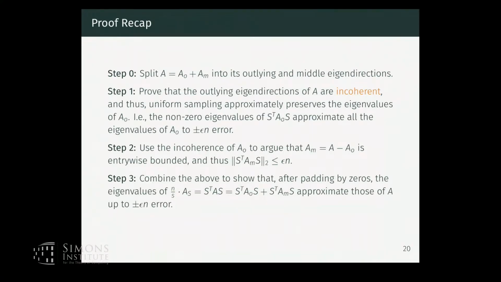So that's the entire proof. Just as a recap, I split A into its outlying eigenvalues and middle eigenvalues, the very classic head and tail split. I prove that the outlying eigendirections are incoherent, and thus I approximate them via uniform sampling, and I preserve the outlying eigenvalues. I then use that incoherence to argue that for the remaining eigendirections, after I project onto them, the matrix remains bounded, and when I sample it, the eigenvalues don't blow up. And then I combine everything via triangle inequality.